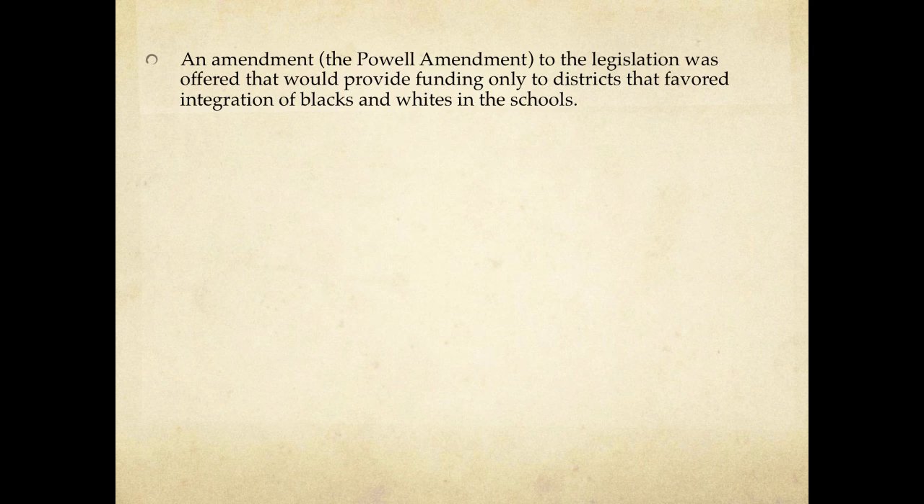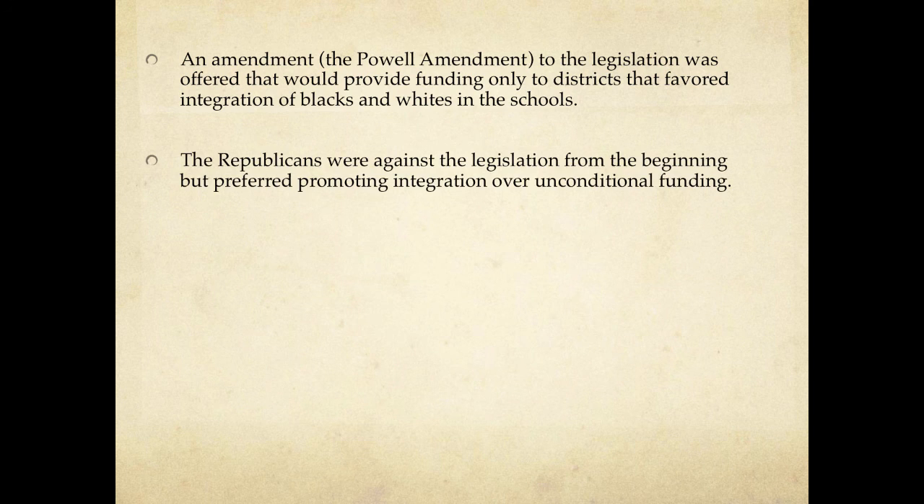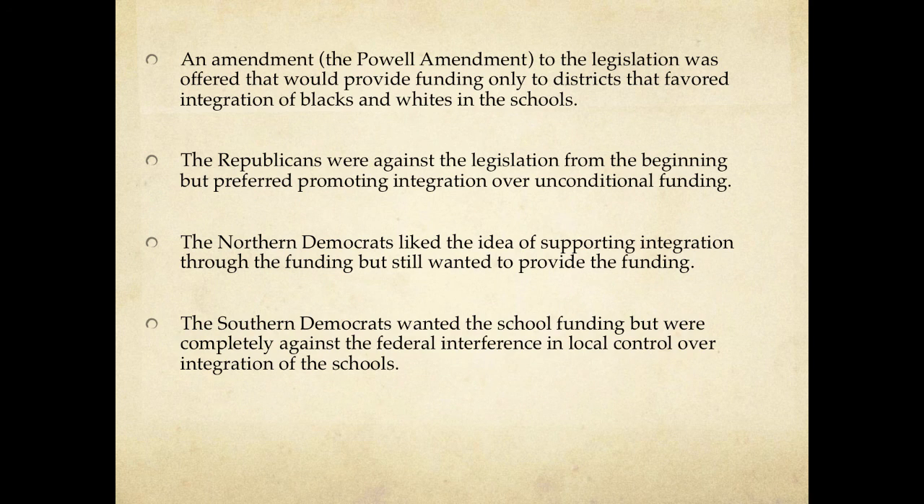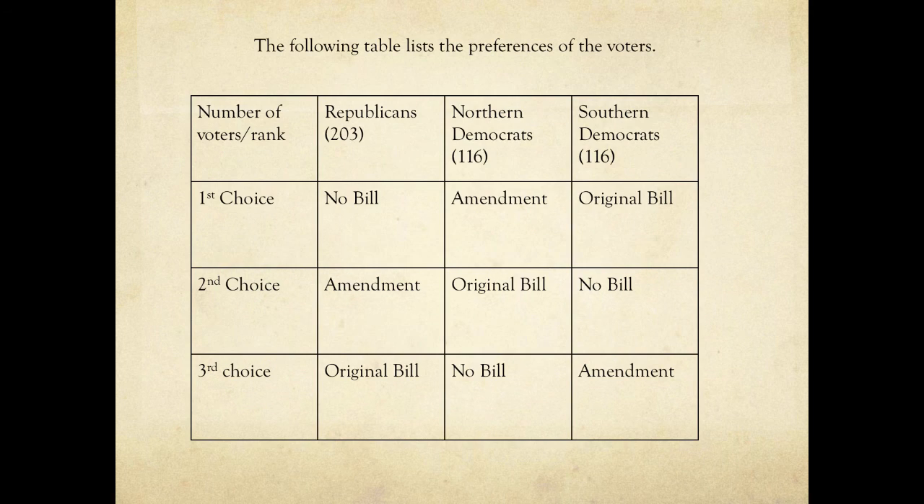An amendment called the Powell Amendment to that legislation was offered that would provide funding only to districts that favored integration of blacks and whites in the schools. The Republicans were against the legislation from the beginning, but they preferred promoting integration over the unconditional funding. The Northern Democrats liked the idea of supporting the integration through the funding, but they still wanted to provide the funding. And the Southern Democrats wanted the school funding, but were completely against the federal interference in the local control over the integration of the schools.